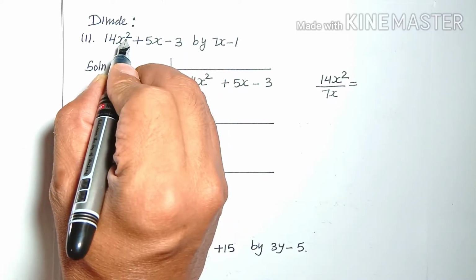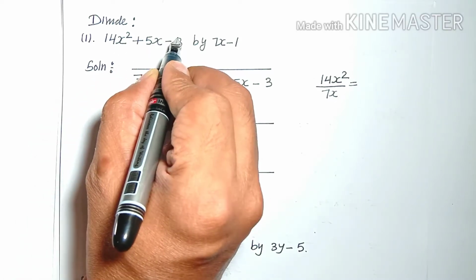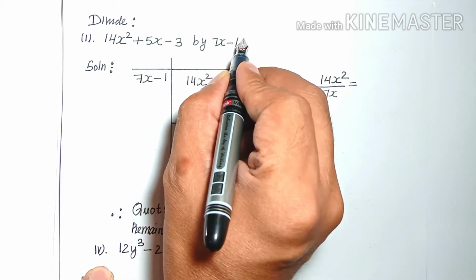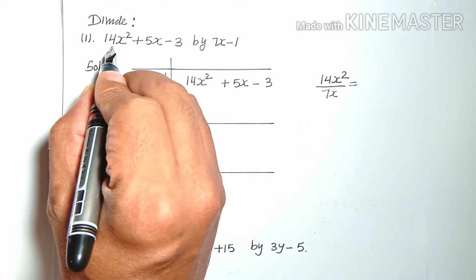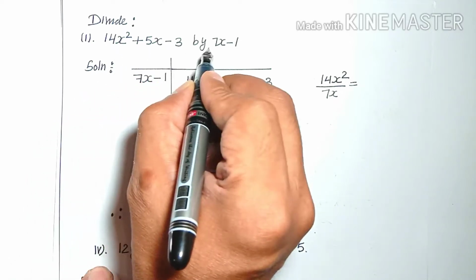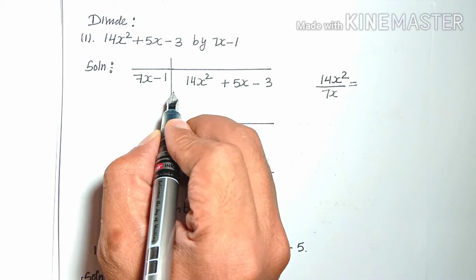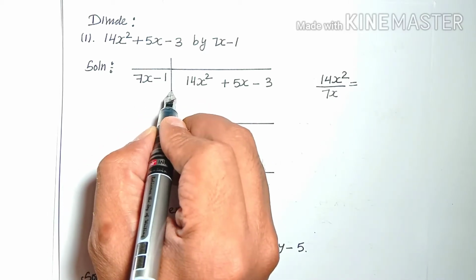So here we have the powers 2, 1, 0. Similarly, on the divisor also, the powers here are 1, 0. So right now our sub question number 1 is already in standard form. So now we take the long division method here. I've already taken it here.